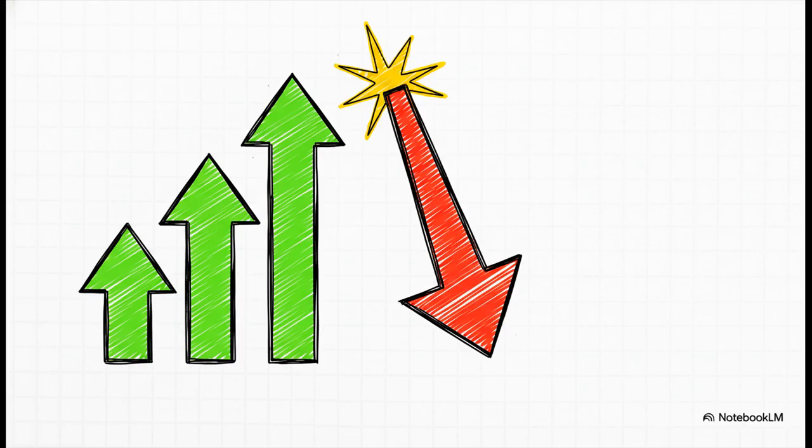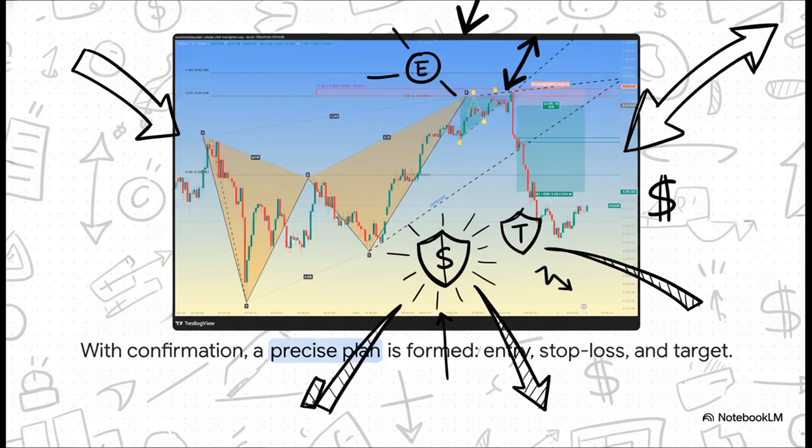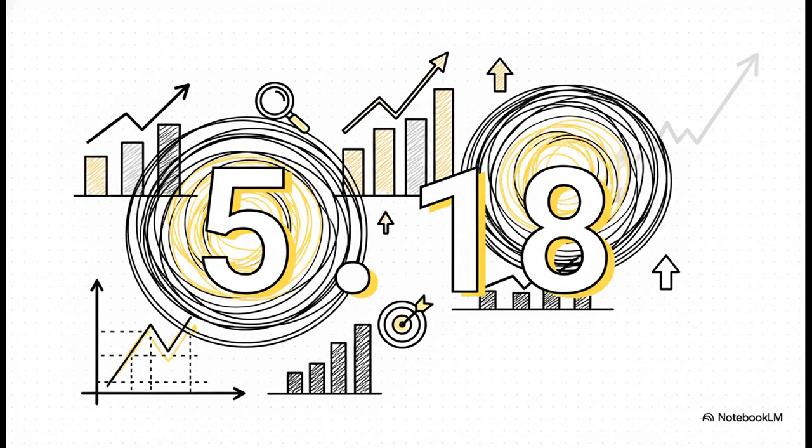That's the final confirmation. It's only now, with that final trigger in hand, that a trade plan is actually formed. And notice how incredibly precise this is. There's a clear entry point, a stop loss that defines exactly how much money is at risk if the idea is wrong, and a target where the analyst plans to take their profits. No guesswork.